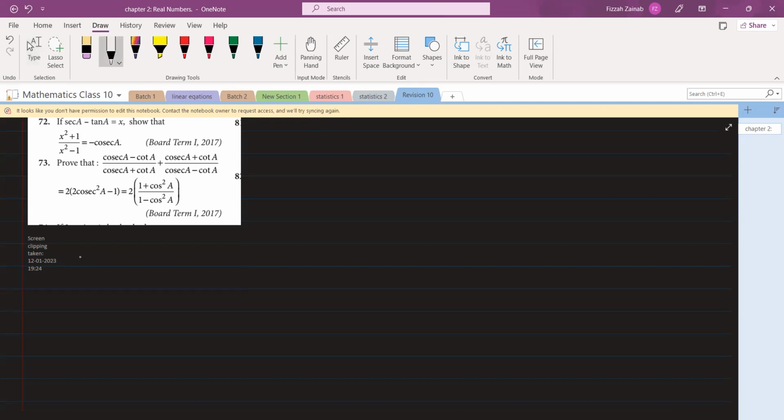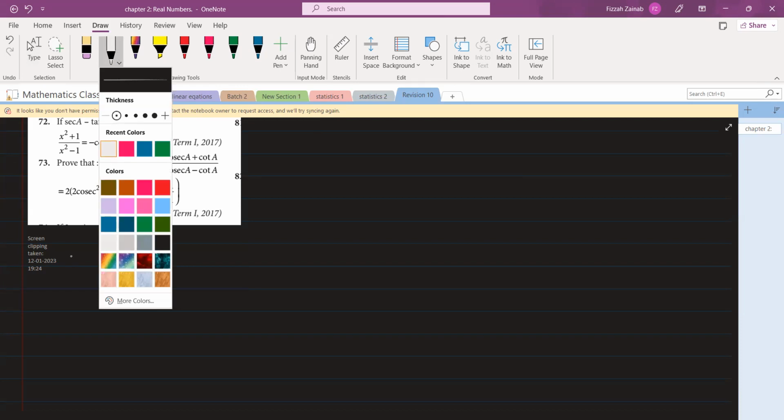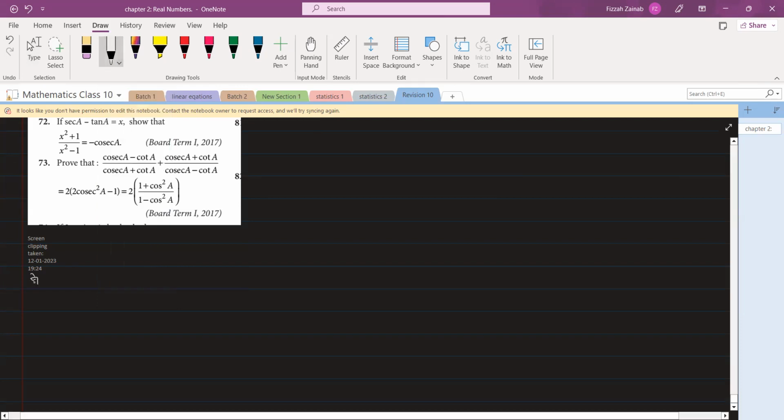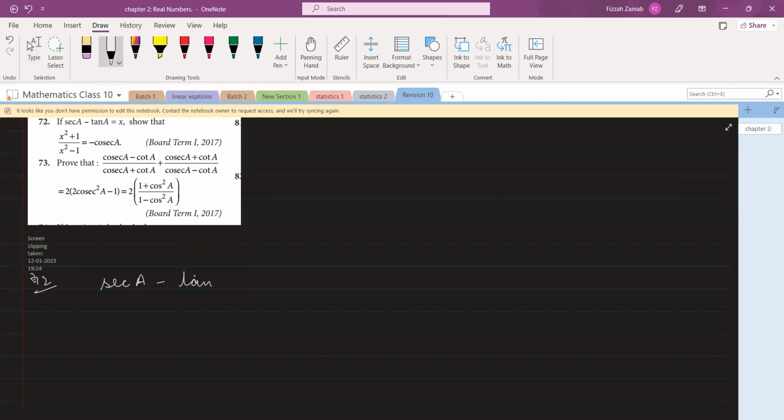Okay, so I'm doing the 72nd one. So you have sec A minus tan A is equal to x. You have to prove this, that x square plus 1 divided by x square minus 1. Okay, so let us put the value of x here.